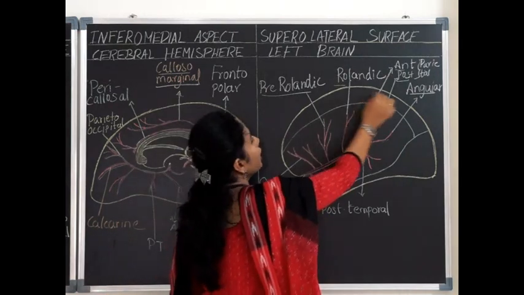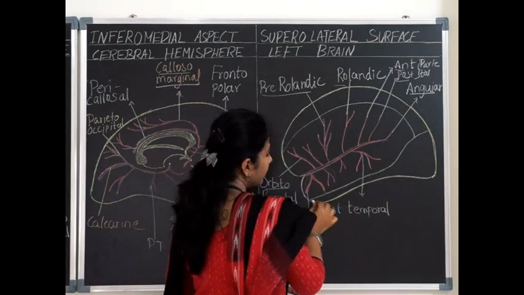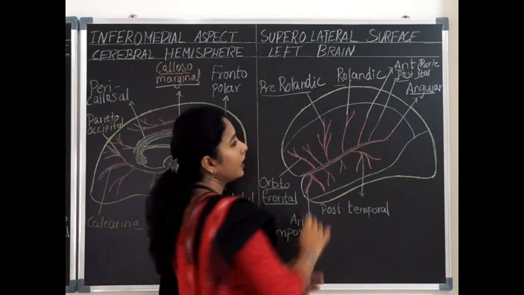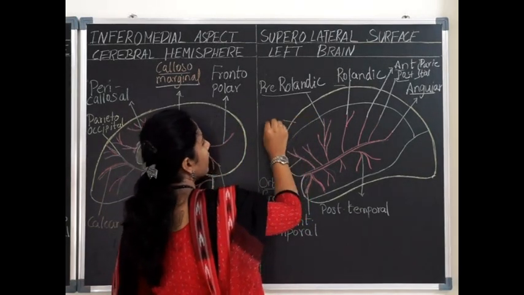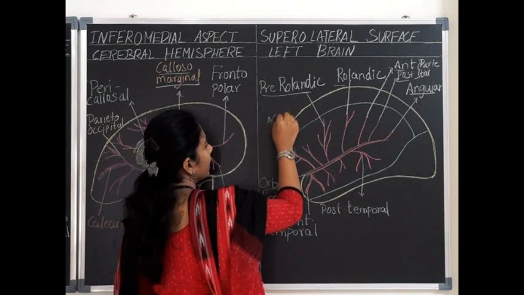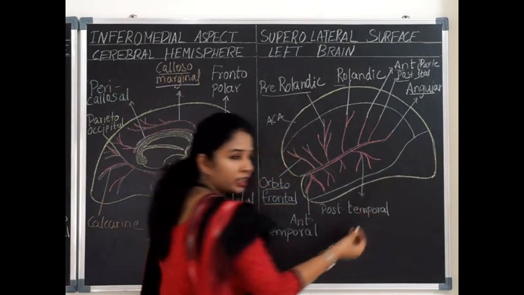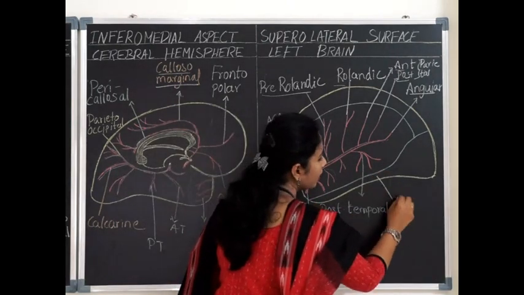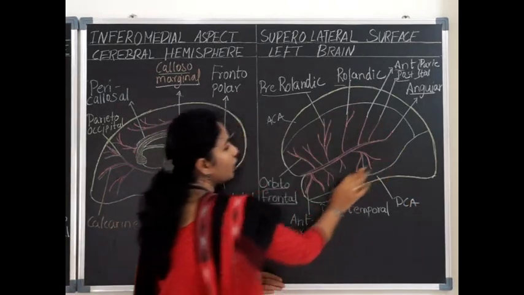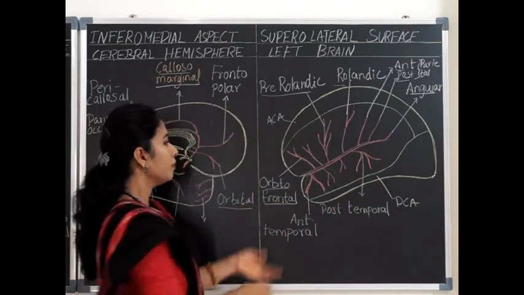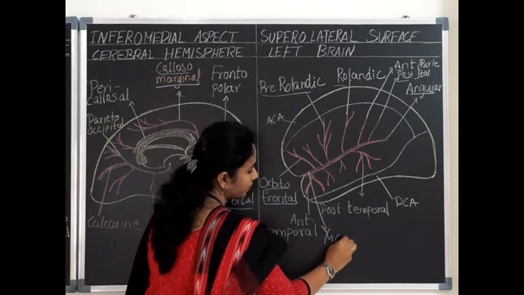And the rest of the superolateral surface, that is near the superomedial border, is supplied by the anterior cerebral arteries, and near the inferolateral border, the superolateral surface of brain is supplied by the posterior cerebral arteries. So 2/3 of the superolateral surface is supplied by the middle cerebral. So this is the middle cerebral artery.